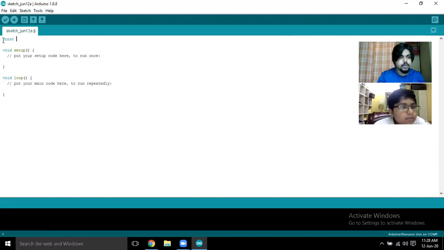I will have to write const. Const means constant. Why are we writing const? Because the pin number will not change. These are called jumper cables. These wires will not come out and go to another position, right? They are constant. They will be the same as far as the pin numbers are concerned.